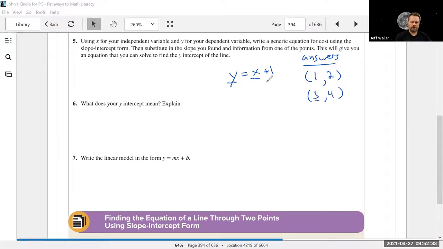3 and 4. When x is 3, y is 1 more, 4. Somebody else give me another answer. 5 and 6. Somebody else give me another answer. 7 and 8. Here, I'll give an answer. You ready? 1.73 and 2.73.